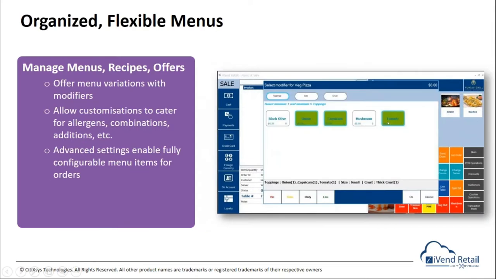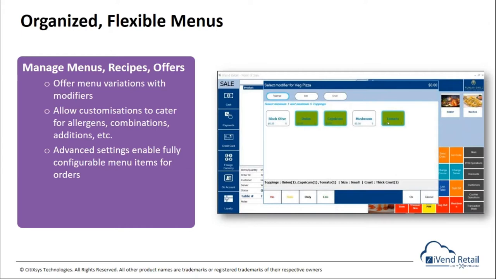Next, iVend Hospitality provides a mechanism to create well organized and flexible menus. You can add and manage recipes from back office, house plan menus and purchases, and set up offers. You can add variation to menu items with modifier items and avoid having to create a separate new item each time. For example, if I'm selling pizza, I may have many variations available in my offering. I do not want to create separate variants of veg pizza every time I modify a small ingredient.